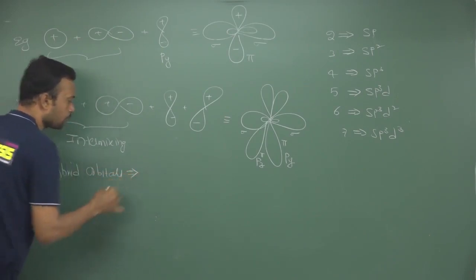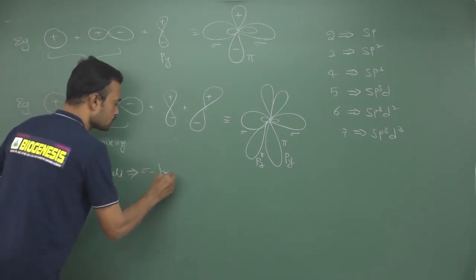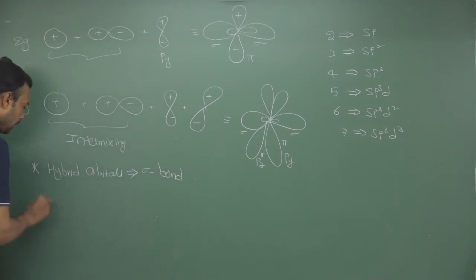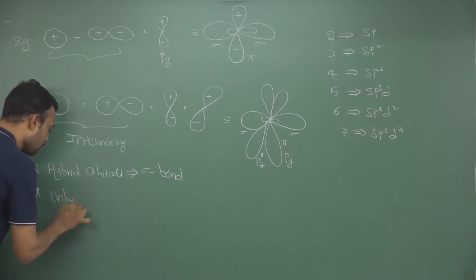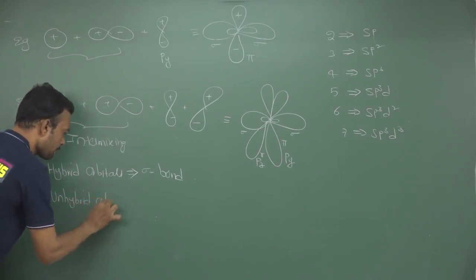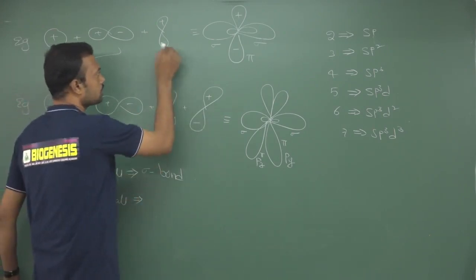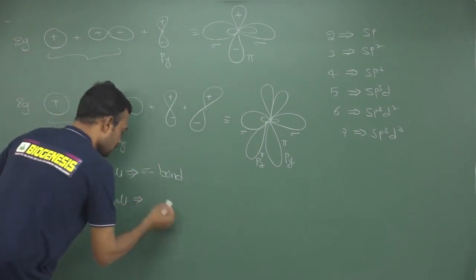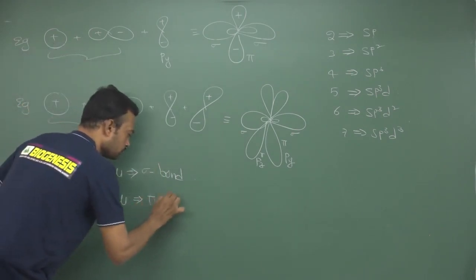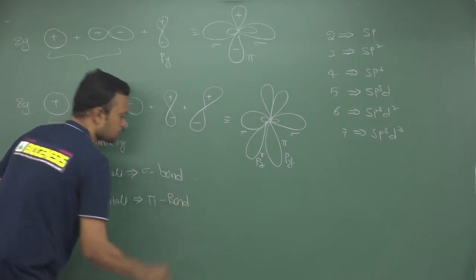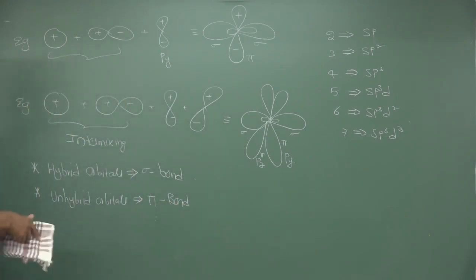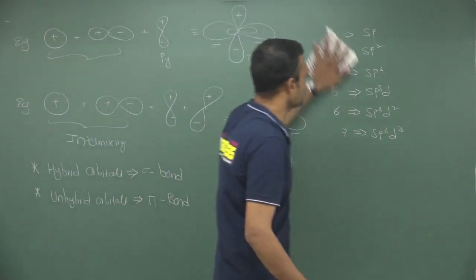So we know very well hybrid orbitals are responsible to give sigma bond, and whichever orbitals are not hybridizing are called unhybrid orbitals. Unhybrid orbitals are nothing but these two, and here this is one. So finally we can say that is responsible for pi bond. I will explain with one example how to identify sigma as well as pi bond.